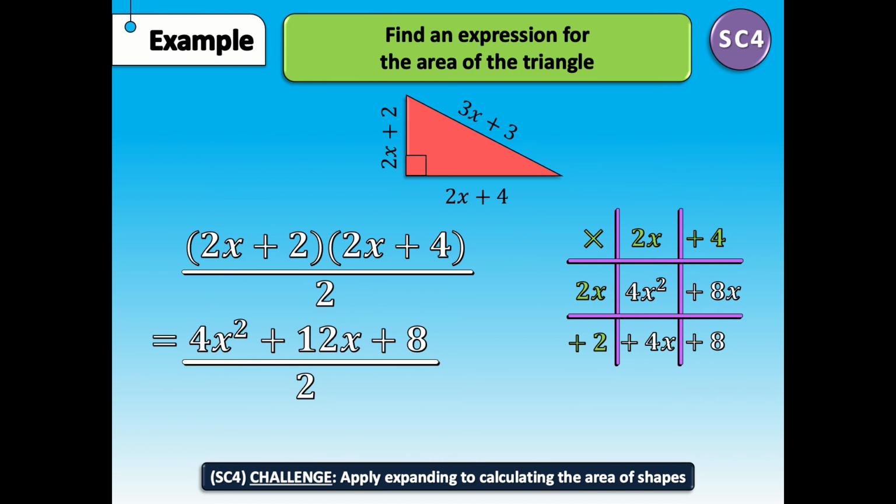And then because it's a triangle, we always need to divide everything by 2. So we need to divide everything by 2. So our final answer is 2x squared plus 6x plus 4.